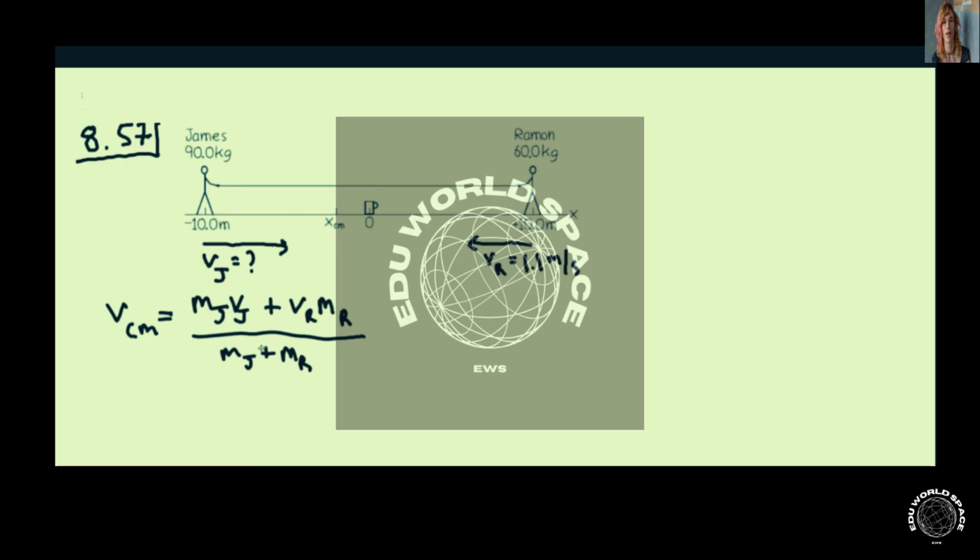So we know that this is 0. And to do the algebra here, we see, first of all, that we can multiply both sides by the sum of the masses, and because this is 0, it doesn't affect it. So m_J v_J equals negative m_R v_R.